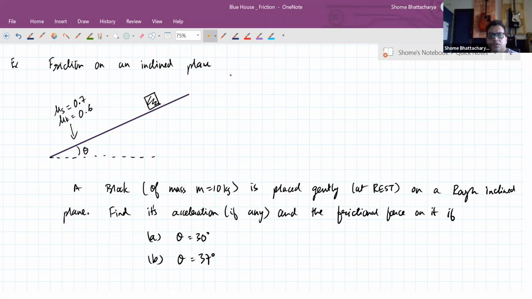So first of all, you have to understand whether the block is going to remain at rest in equilibrium or is going to slide down the inclined plane. For that, you have to understand two things: what is the limiting static friction available, and what is the tangential force down the inclined plane which is trying to make it slip. If the tangential force down the inclined plane exceeds the limiting friction, then it's going to slip, whereas otherwise it is going to remain at rest in static position.